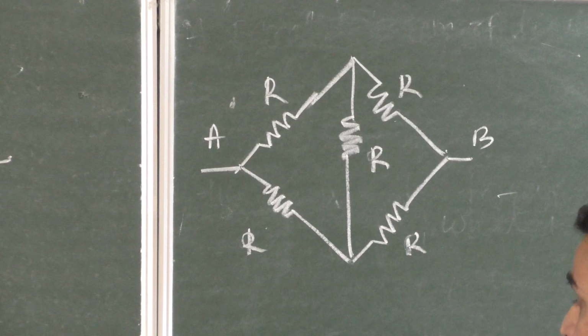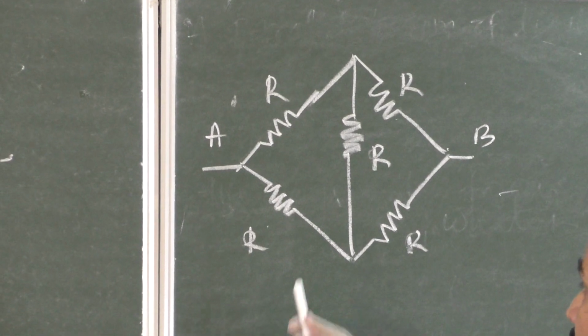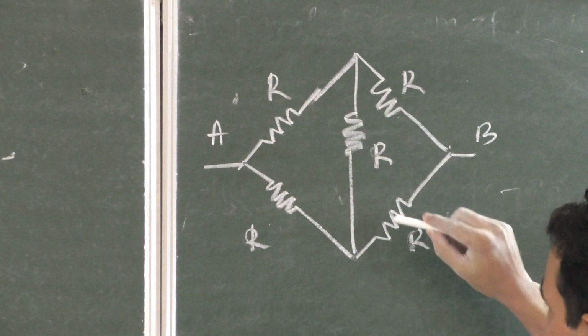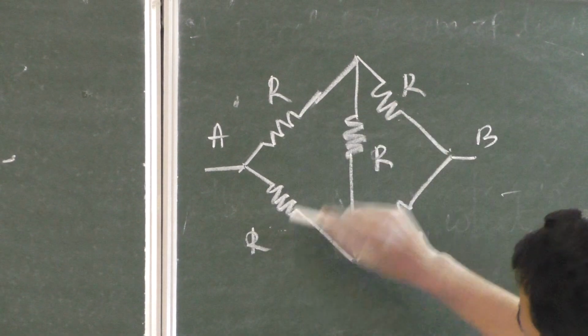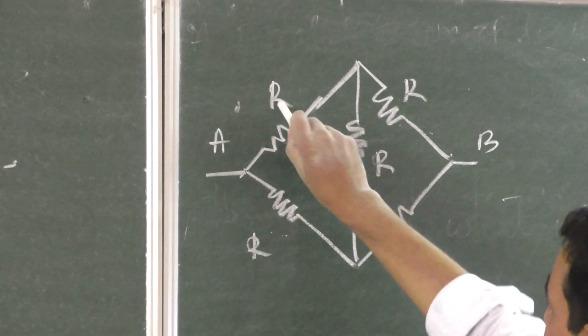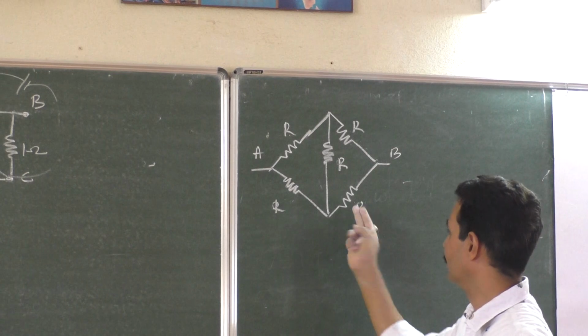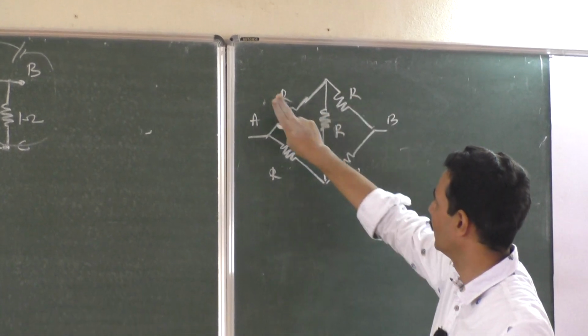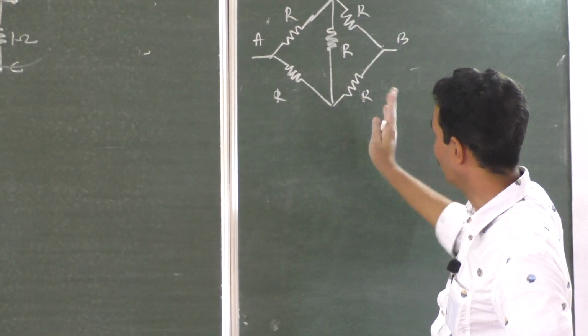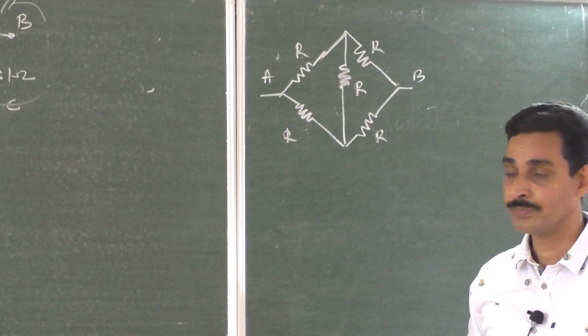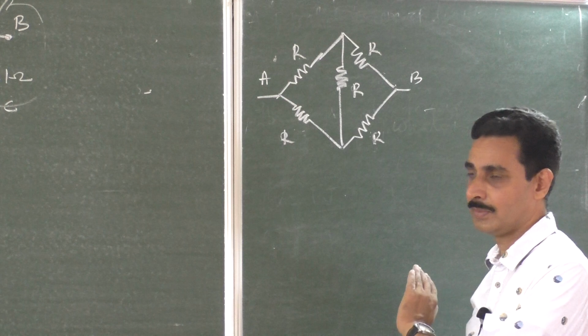A Wheatstone's network is said to be balanced if the ratio of R1 by R2 equals R3 by R4, or this one by this one, and this one by this one, or this ratio, or this ratio, any adjacent ratio in the same manner. For example, this divided by this, if you take, same ratio here. This one, same ratio, but not opposite. Opposite resistors' ratio shouldn't be considered. If they are the same, the bridge is said to be balanced.